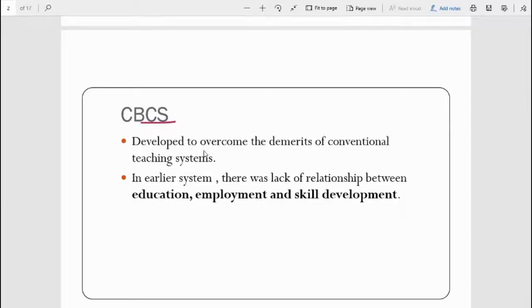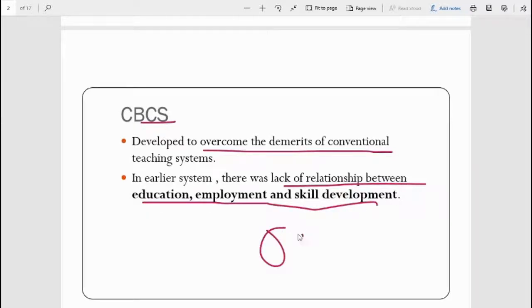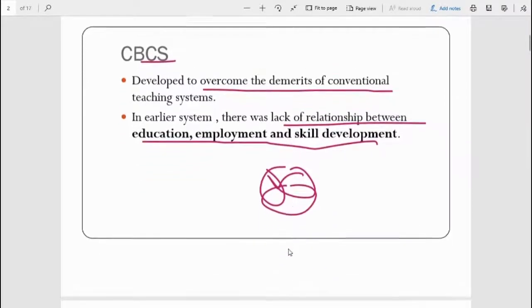It was developed to overcome the demerits of the conventional teaching system. What were those demerits? There was a lack of relationship between education, employment and skill development, because these three didn't have a well defined coordination among them. So it led to the introduction of CBCS in the Indian education system.